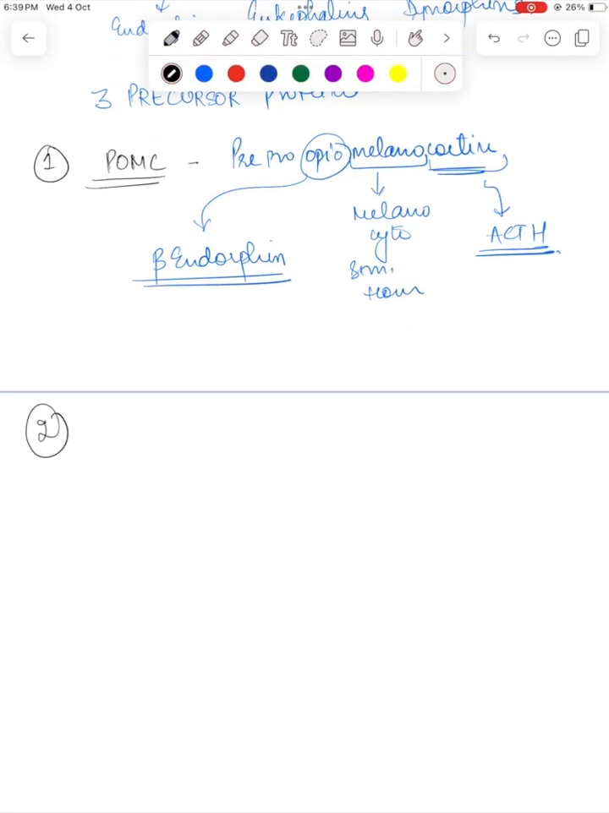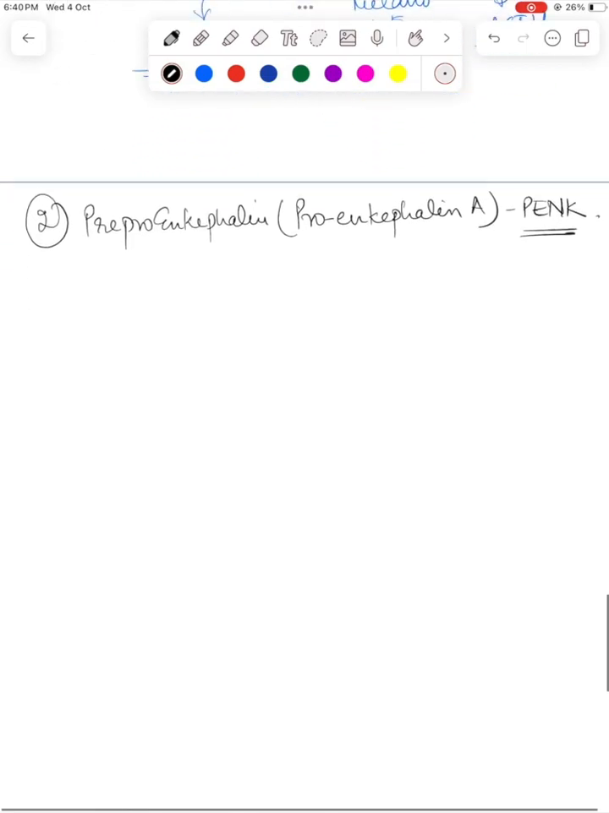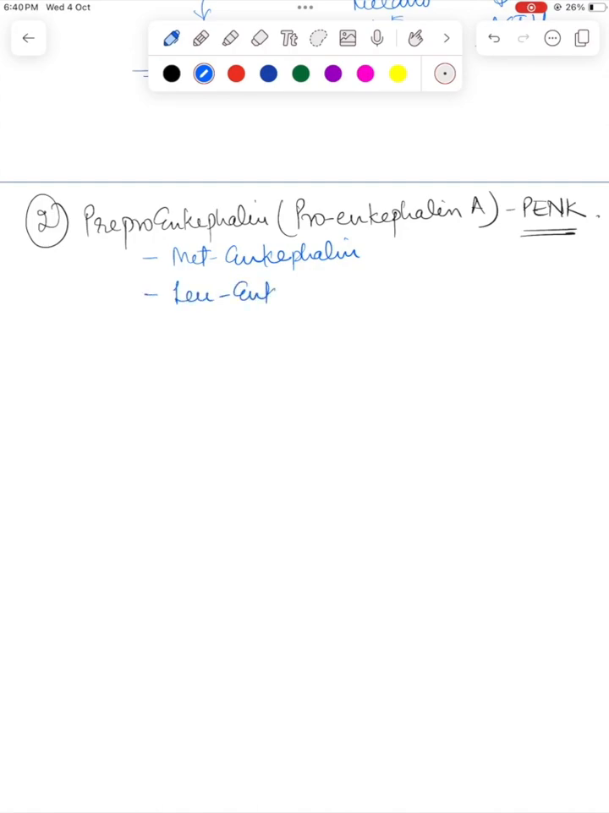The second precursor protein is the pre-proenkephalin, also known as proenkephalin A or PENK. And the most important endogenous opioids that are produced by this peptide are the metenkephalins or methionine enkephalins and the leucine enkephalins or leuenkephalins.